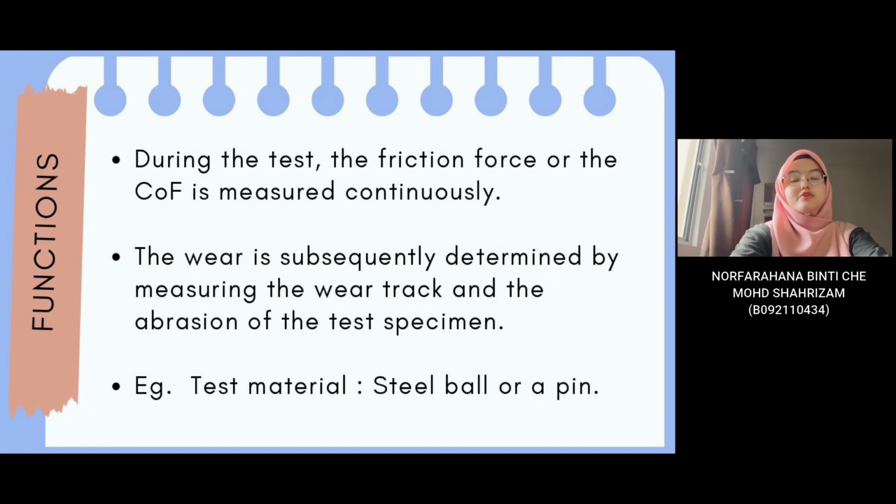Tribometers can be used to investigate the friction and wear behavior of material bearings. A test material, e.g. a steel ball or a pin, is moved on a circular path over the specimen with a defined standard force, approximately 5 Newton, in pin on disk. During the test, the friction force or the coefficient of friction is measured continuously. The wear is subsequently determined by measuring the wear track and the abrasion of the test specimen.